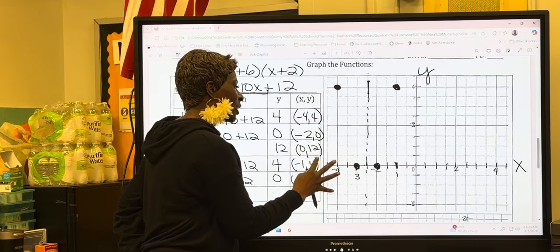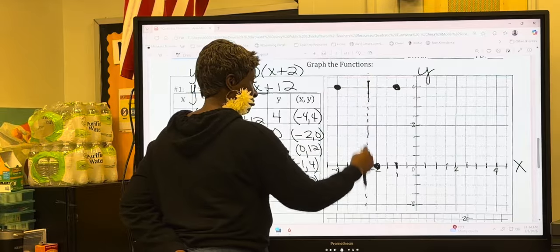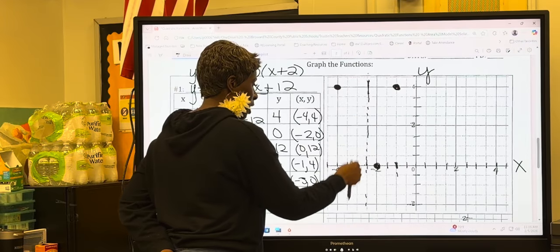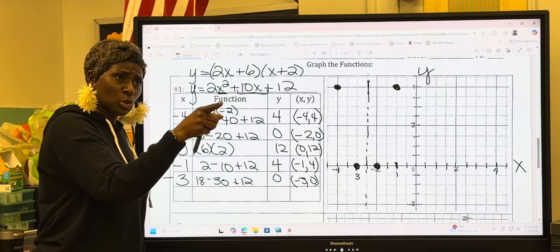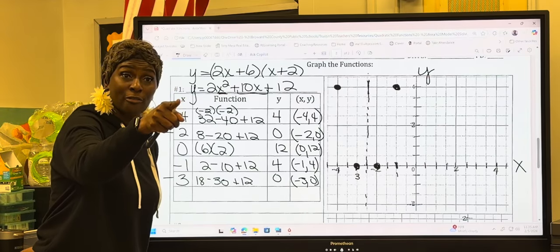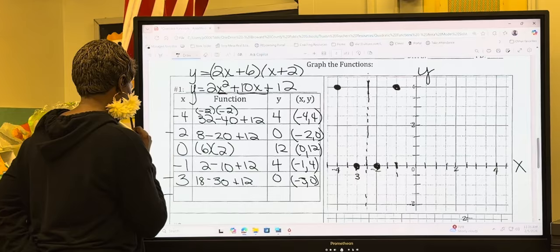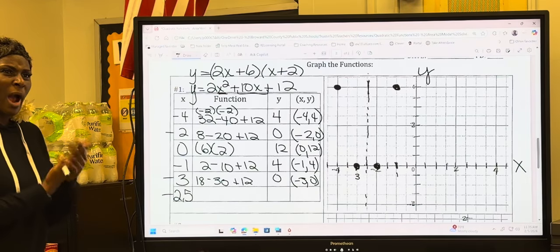What number can we put in? Let's figure out what the vertex is at. Can we figure out how low this thing goes? What is this point right in the middle? A fraction. What is it? 1/2. -2.5, right? So let's do that. What does -2.5 look like as a decimal? -2.5, because it's right between the two.